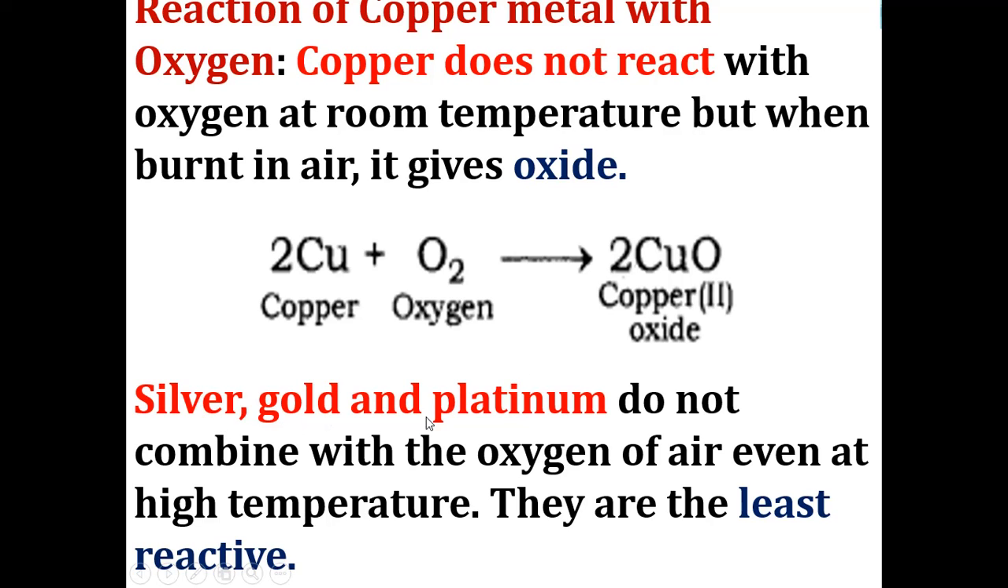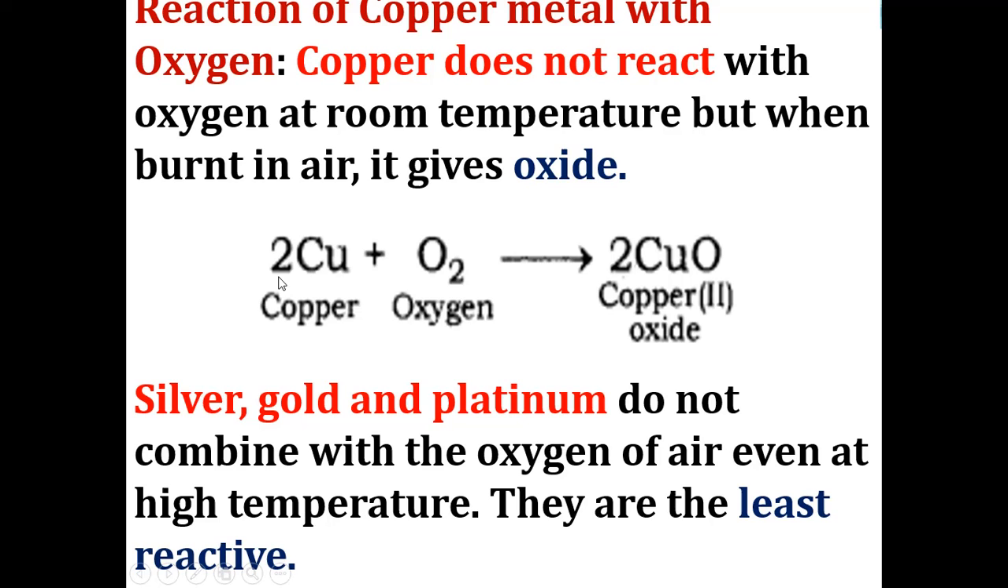Silver, gold and platinum do not combine with the oxygen of air even at high temperature. So these three metals, silver, gold and platinum, will not combine with oxygen even if we are heating at high temperature, because they are the less reactive metals. With oxygen they will not react. They are the least reactive metals.